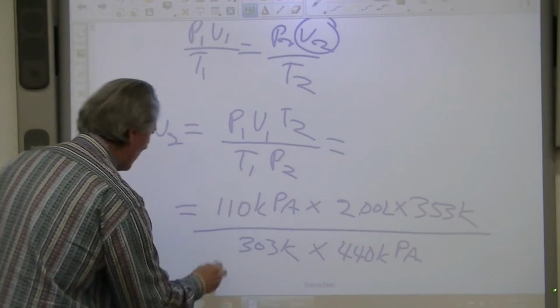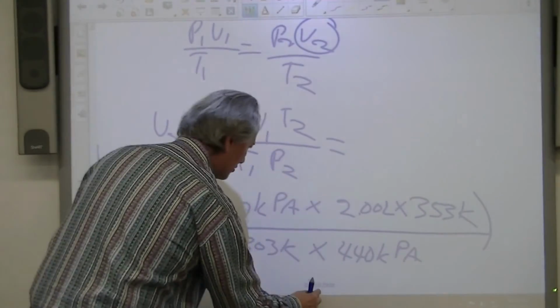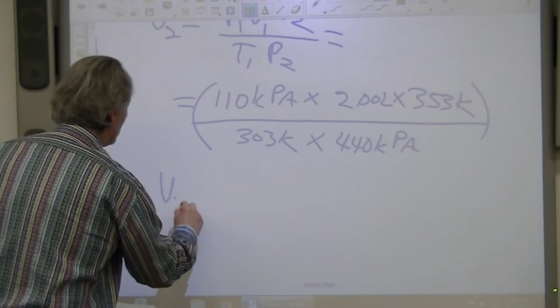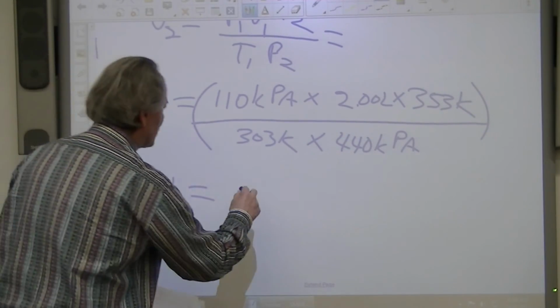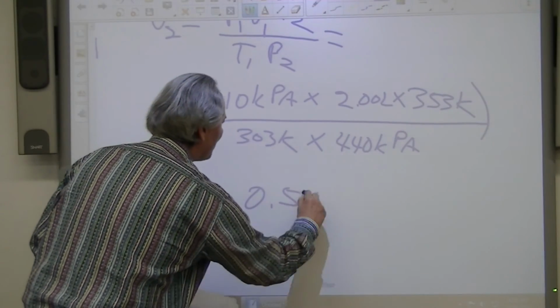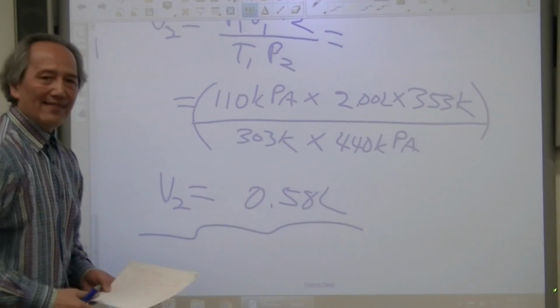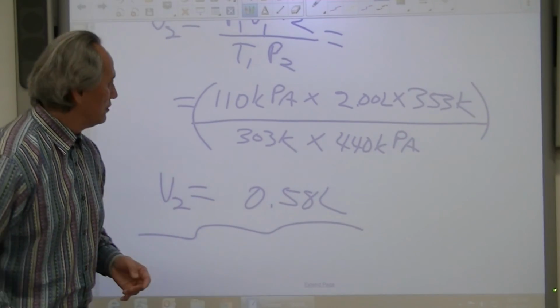Let's go ahead and do our calculation so we can solve for our V2. And when we do the calculation, for V2 our final answer is 0.58 liter, and that in fact is the solution for our combined gas law problem.